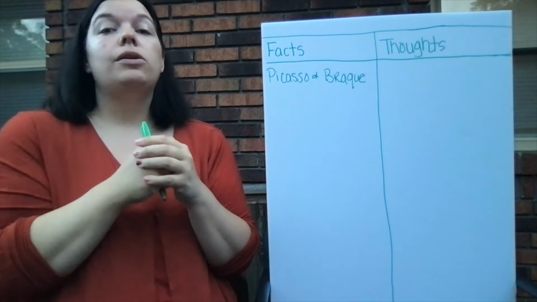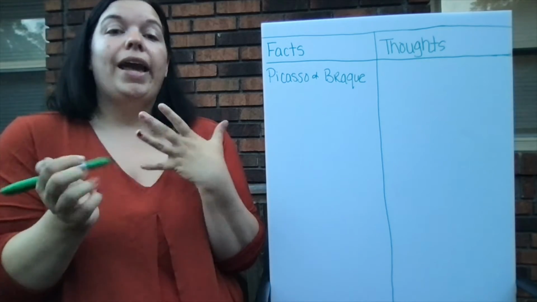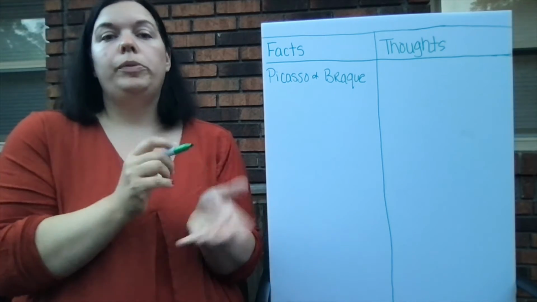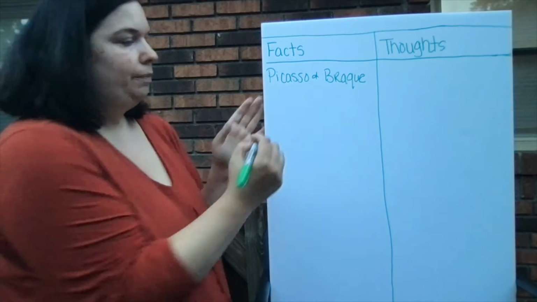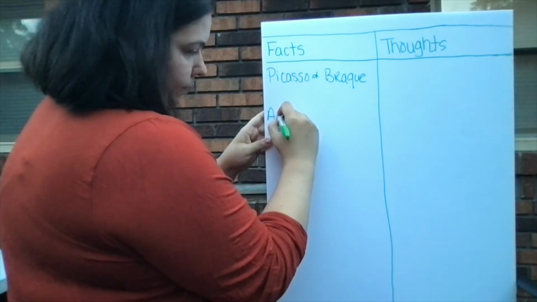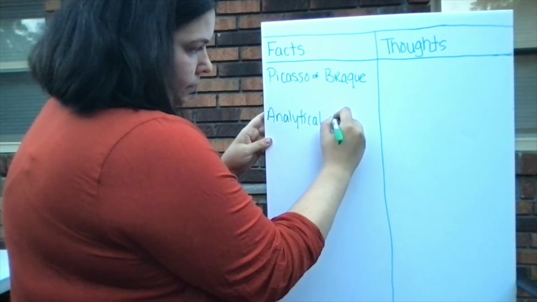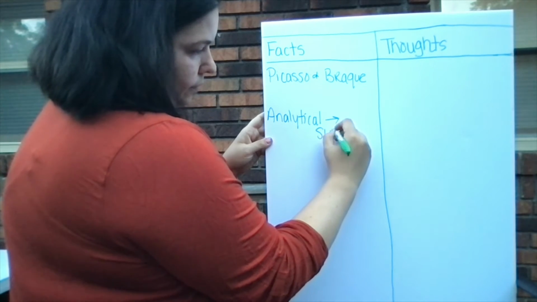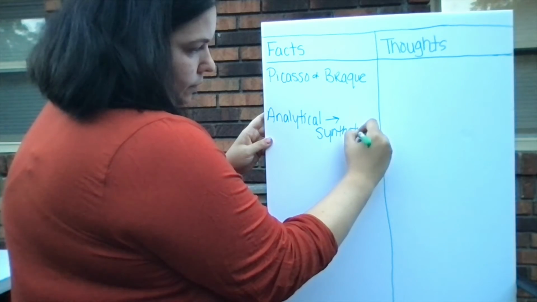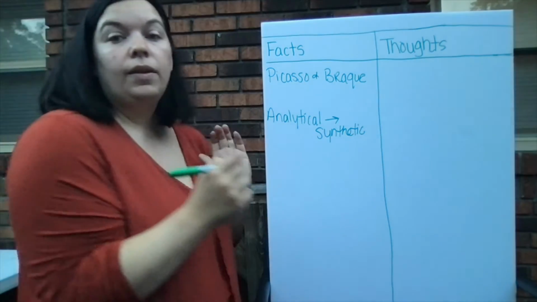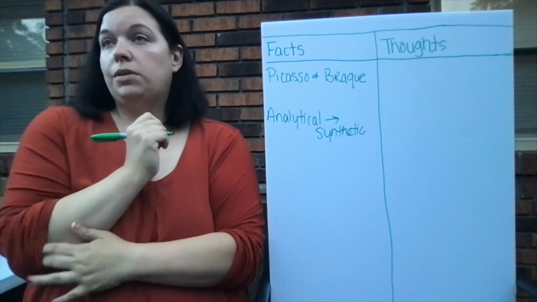Okay, great. So synthetic cubism kind of came from analytical cubism. So we would do analytical first into synthetic. All right, any other facts that you guys want to give me?